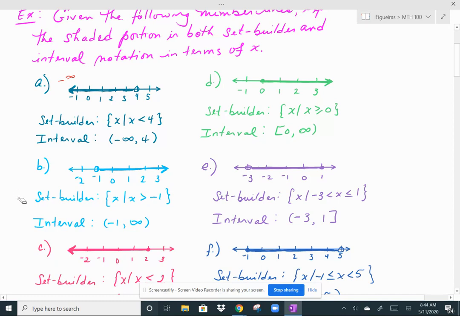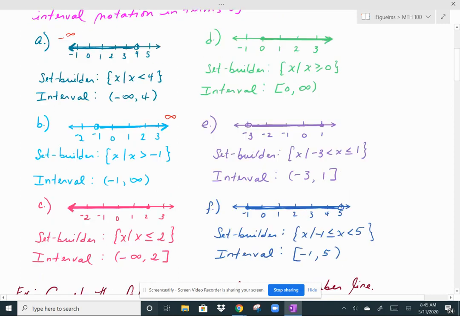With interval notation, again, always write your interval from smallest to largest. So since this is going towards positive infinity, you want to write your interval as -1, comma, infinity with parentheses around the interval.